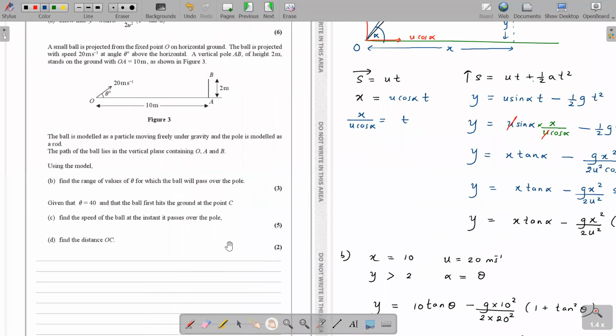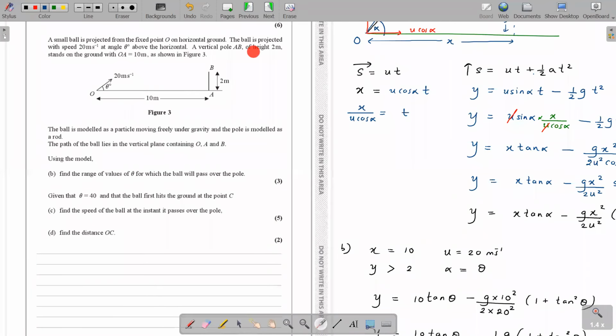Okay, so here the theta value is 40. Now it passes over the pole. So it doesn't mean it's like slightly going on from here, right? It will pass probably well above the pole. Do you get me? So in that case, we need to first find what? We have to find the y value at this point. Shall we find the y value? Because we already have an equation. So let's use the equation.